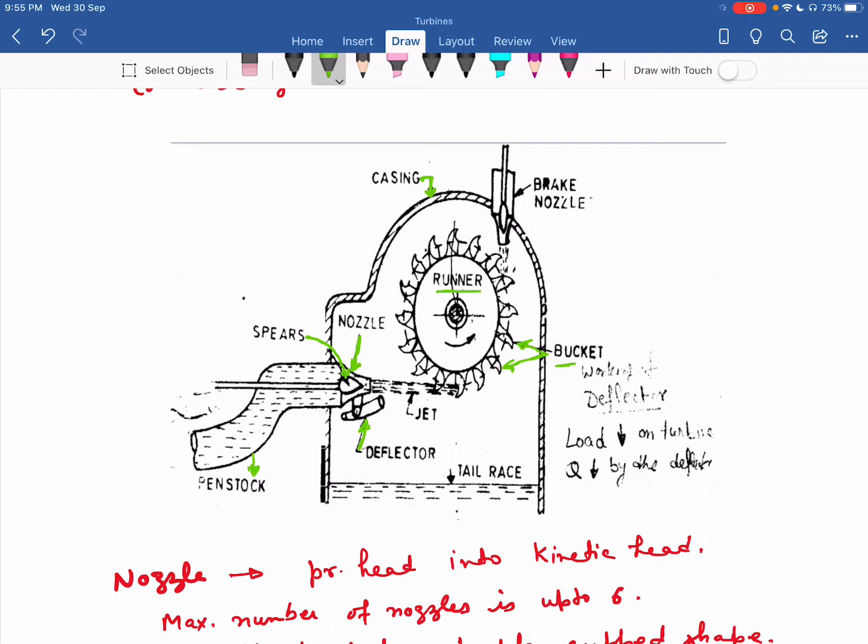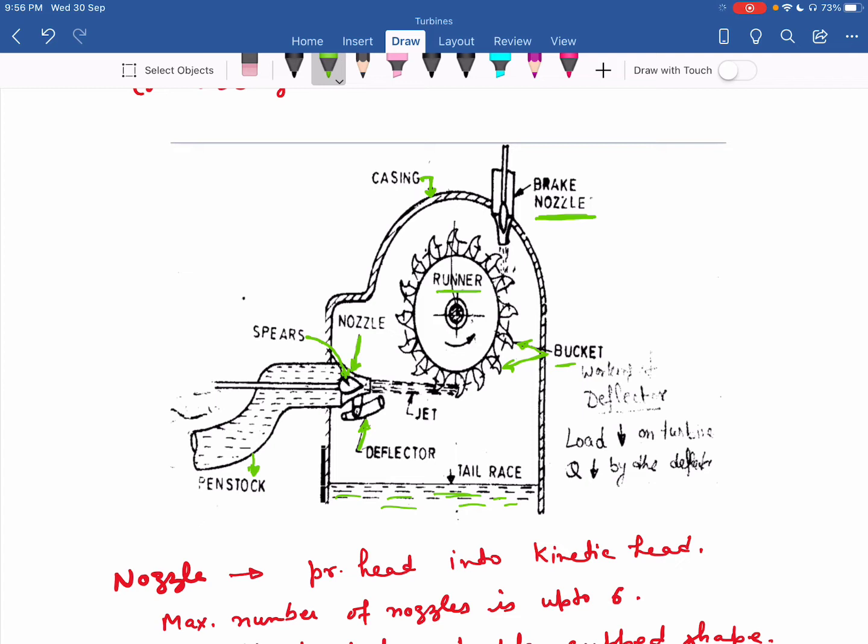Now, to stop this turbine in case of emergency, we have another nozzle that we call the brake nozzle. Water after striking the bucket goes to the tail race. So this is the tail race. These are the various components of the Pelton turbine.